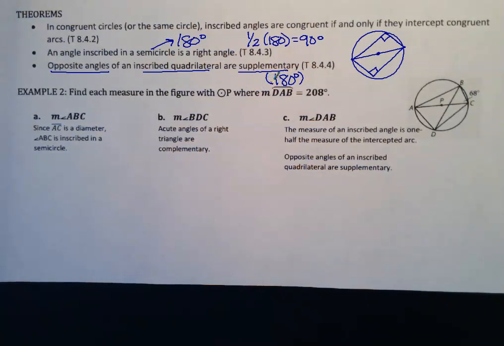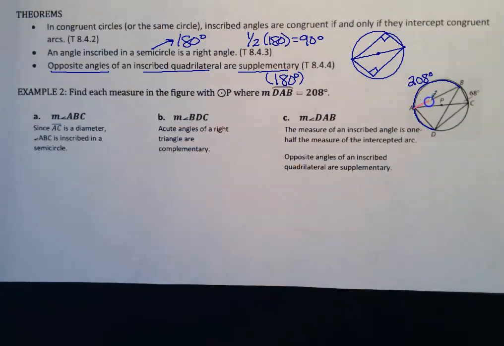Okay, so example 2, we're going to find each measure in the figure with circle P, where arc DAB equals 208 degrees. So I'm going to go ahead and write that arc DAB. Is that a major arc or a minor arc? Major. Okay, that is a major arc. Good. All right, so what's the measure of angle ABC?